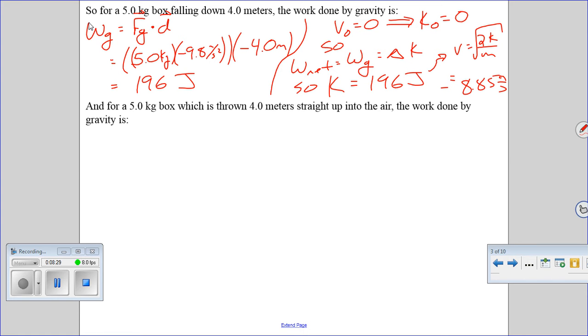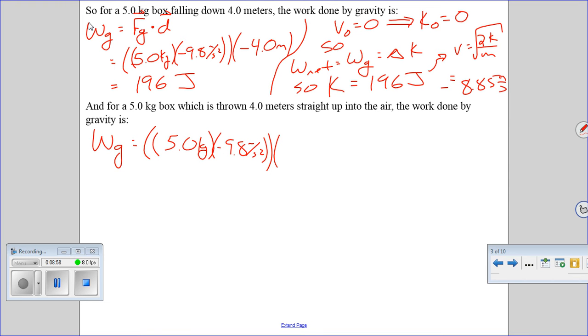Okay, so now this next example is almost the exact same thing, except this time instead of dropping our object down 4 meters, we're going to throw it up into the air 4 meters. So calculation-wise, what's going to happen is this. Now my force of gravity is still the same thing, right? But my displacement is different now. What's my displacement now?